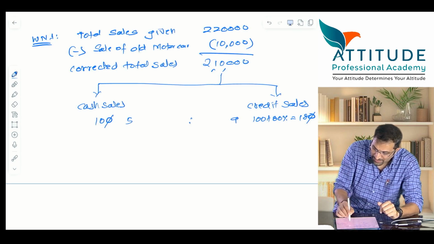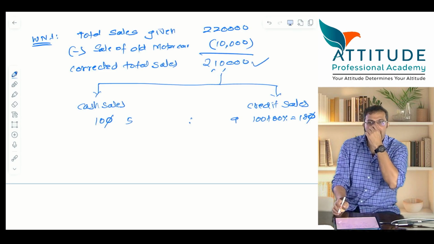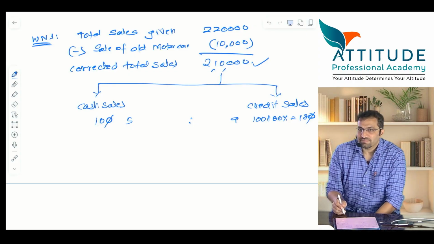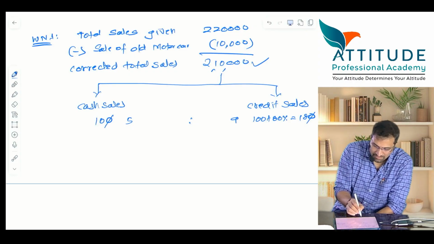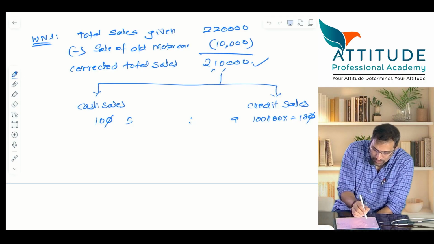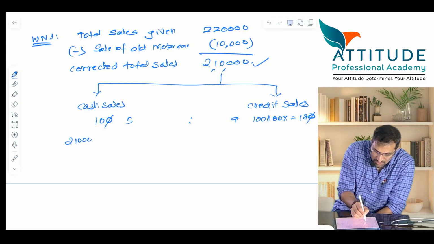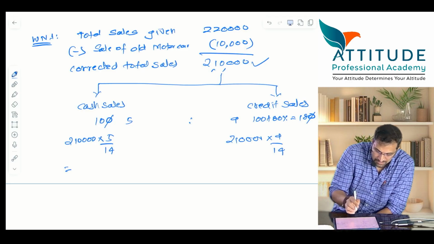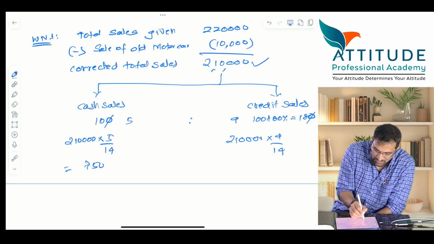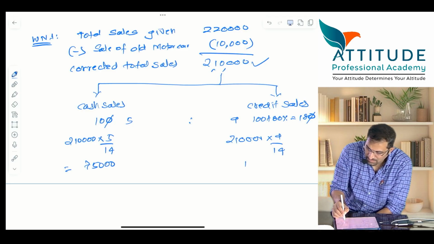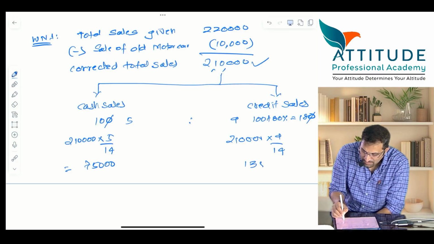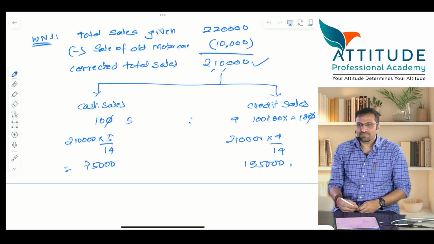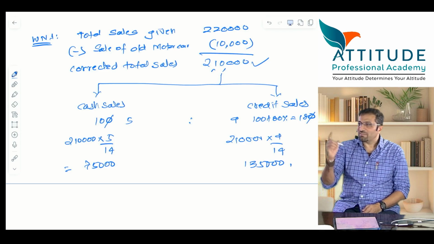5:9. So you divide this 2,10,000 in the ratio 5:9. How much will cash sales come? 5 plus 9 is 14. So 2,10,000 into 5/14 for cash sales, and 2,10,000 into 9/14 for credit sales. How much does it come? Here 75. Cash sales came to 75,000. And here how much came? 1 lakh 35 thousand. Yes, only one person got the correct answer.